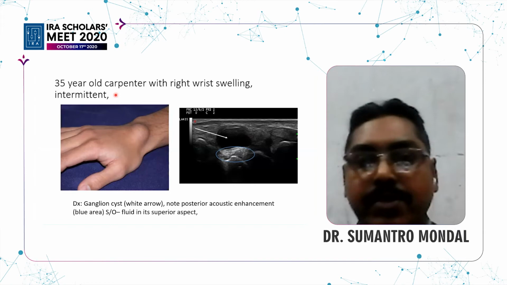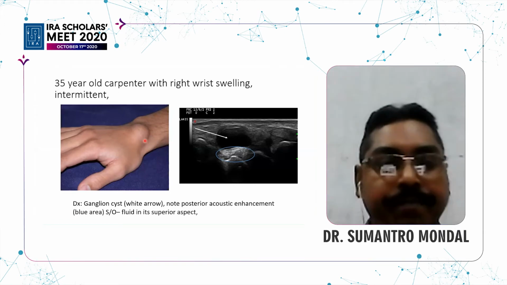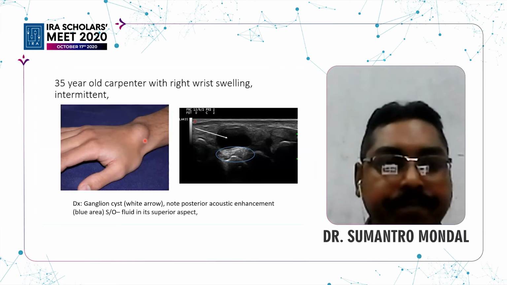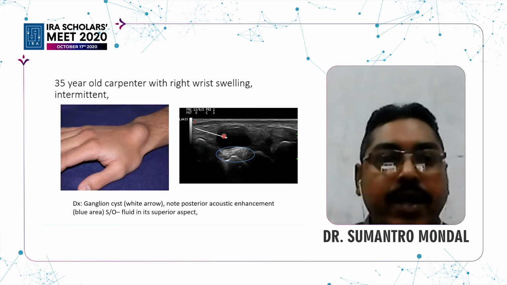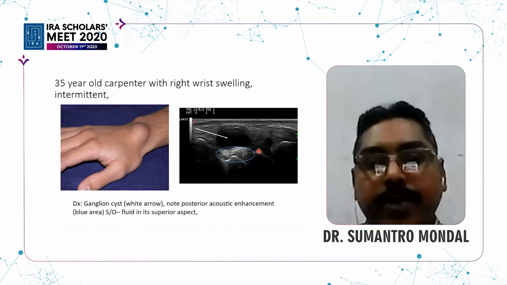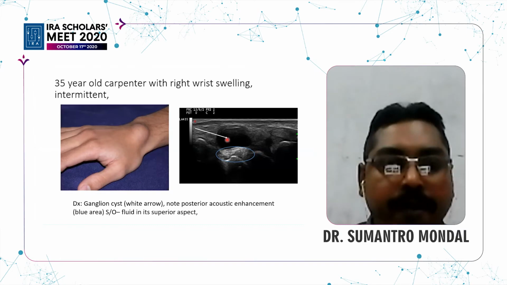An old carpenter with right wrist swelling, which is intermittent, and USG was performed to see this type of cystic clear fluid within it. There is no synovial pathology. This is another wrist swelling, and you can easily detect that it is actually a ganglion cyst.